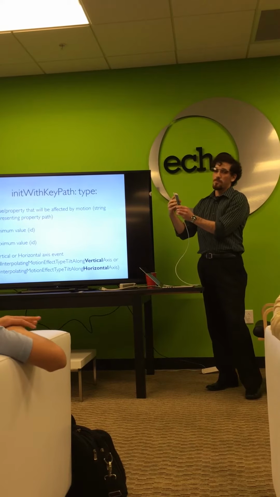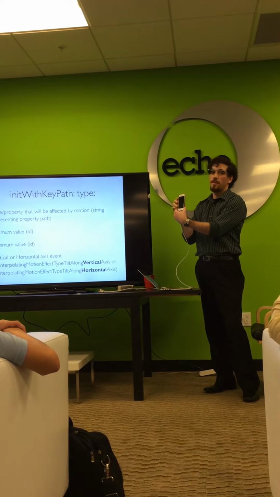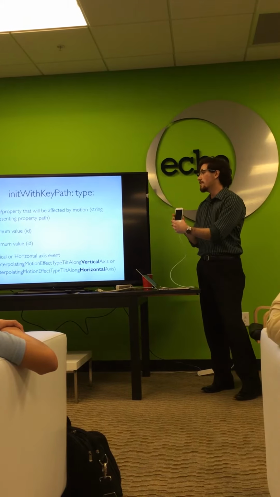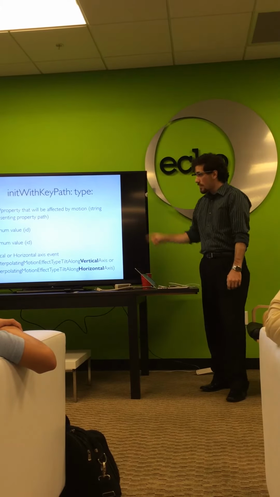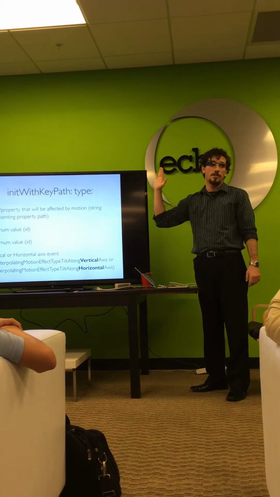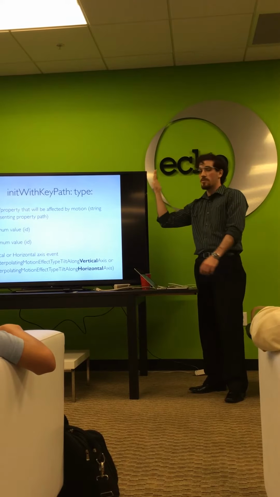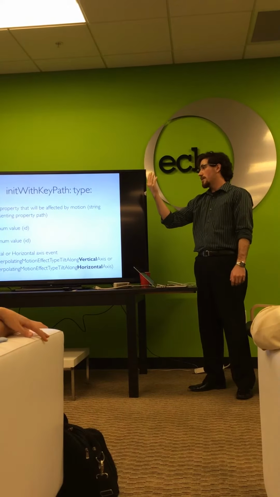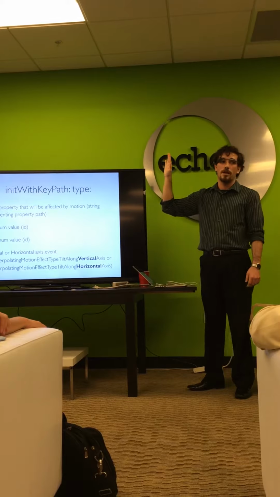So when you do this, you may move 5 pixels to the left, and here 5 pixels to the right of the original value. Minimum value is how much to move when the gyroscope is turned all the way to the left, and maximum value is how much when you turn all the way to the right.